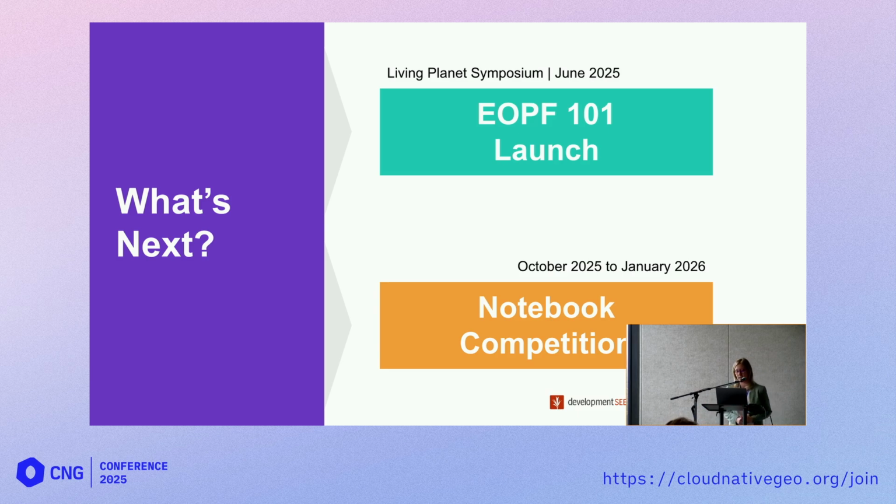So what's next? The EOPF 101, at least the first 3 chapters and parts of chapters 4 and 5, will be launched during the Living Planet Symposium. This is one big conference in Europe for the Earth observation community run by ESA, and this will happen in June. This is where we will launch the EOPF 101 fully as an online book, and then we will also start a notebook competition in October this year, which will run until January next year.